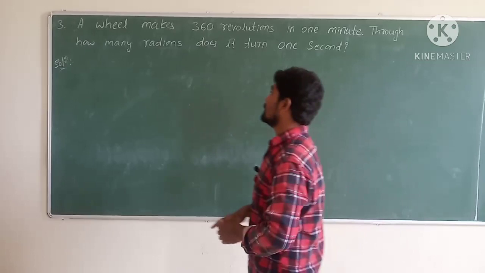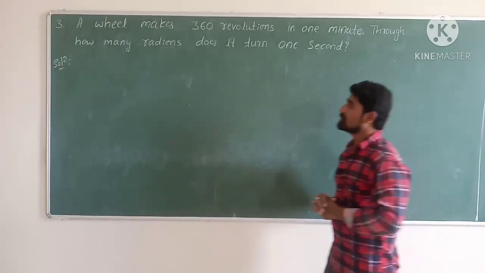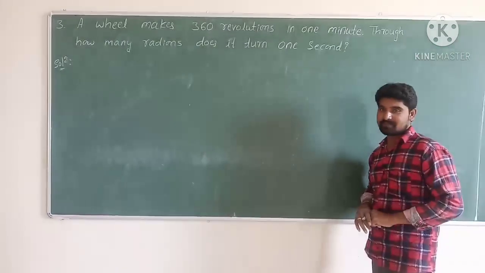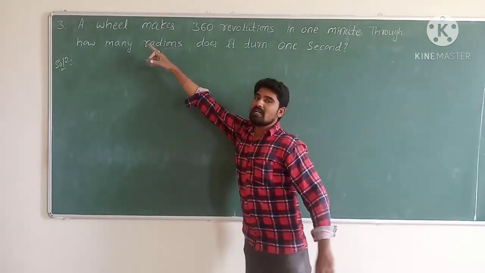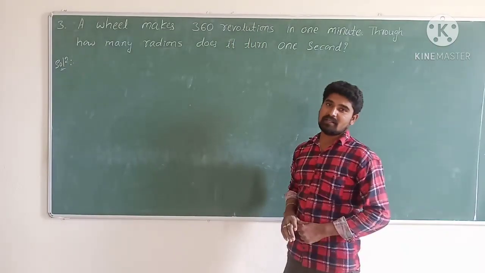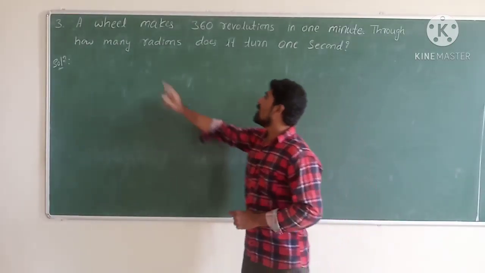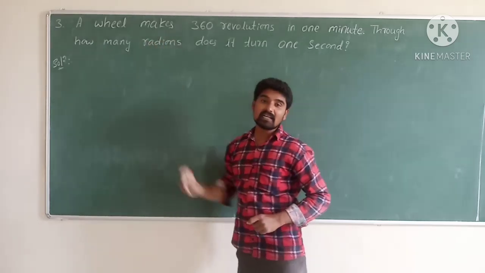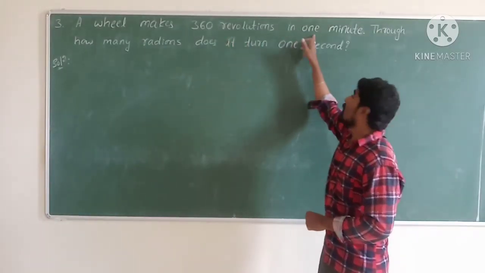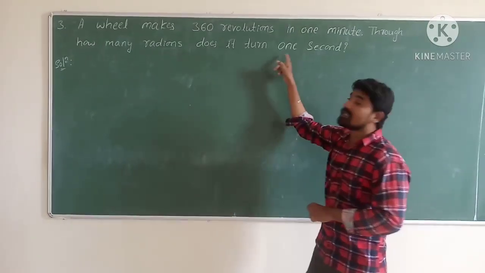So now the next question is, a wheel makes 360 revolutions in 1 minute. How many radians does it turn in 1 second? Look at the question: a wheel creates 360 revolutions in 1 minute, and we have to identify how many radians of angle the wheel creates in 1 second. The number of revolutions in 1 minute is given. We need to identify the number of radians in 1 second.